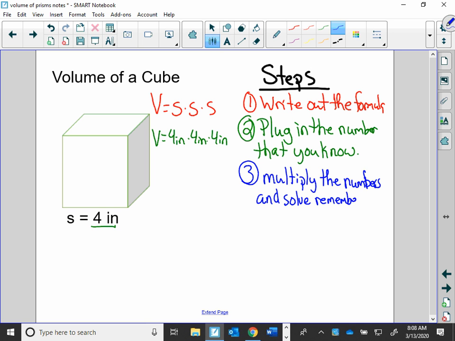Remember your cubic units. So in the calculator, I'm going to type in 4 times 4 times 4. It equals, and my volume is equal to 64 inches cubed. For a cube, we're going to use to the third power. That represents that it is in cubic units.